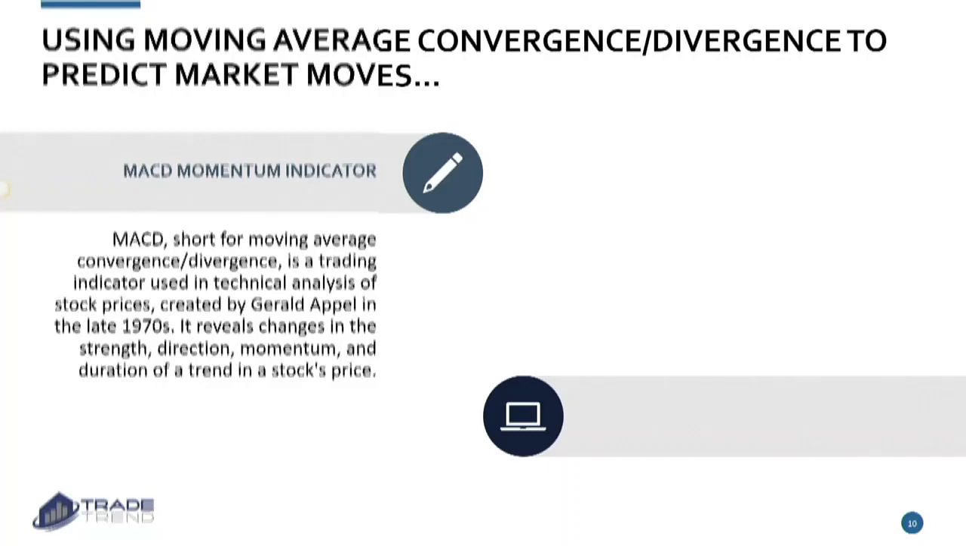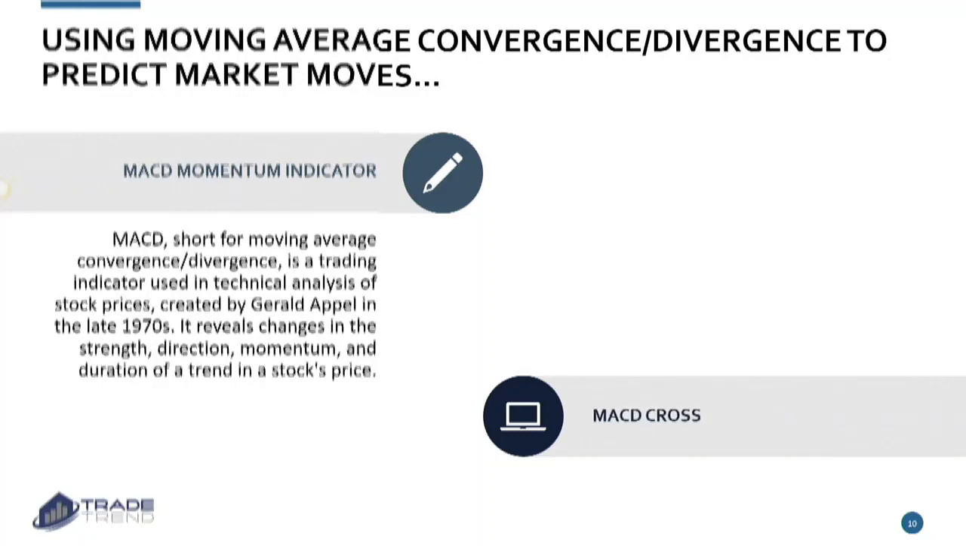But what it does, again, and this is why I like it probably more than any other momentum indicator, it reveals strength, direction, momentum, and duration of a stock's price. So that's a lot of good information all built into one indicator. But again, how do you apply it?